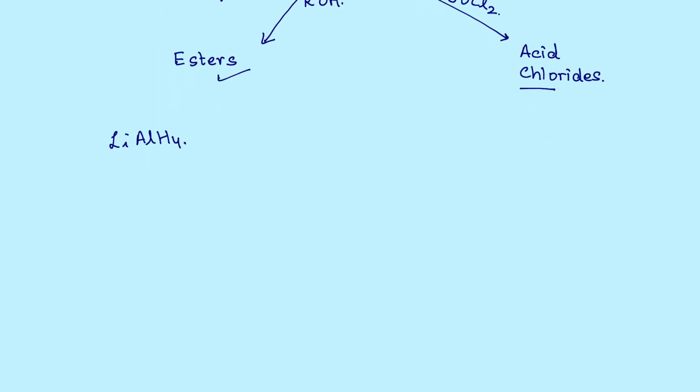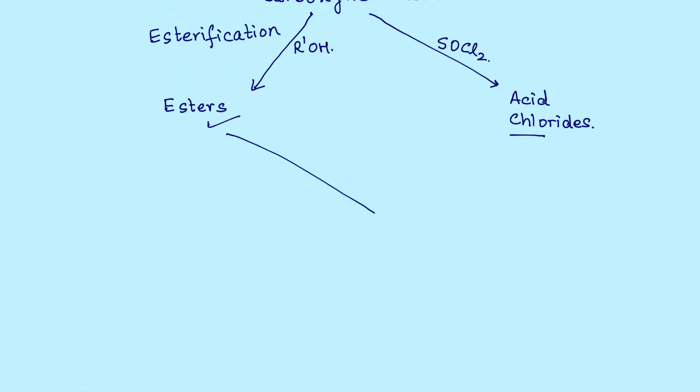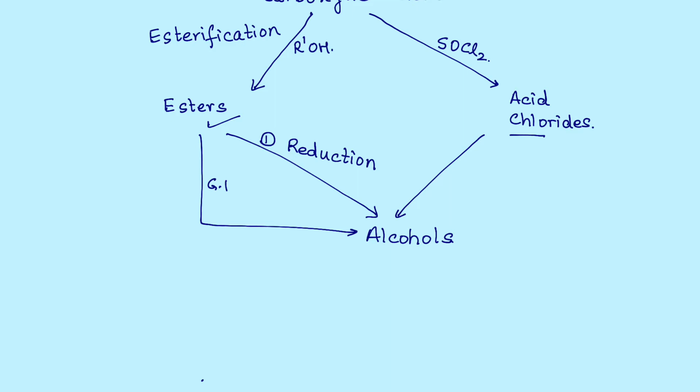So let us now go on to the next step, where we are going to convert esters or acid chlorides to our final product, that is alcohols. Esters to alcohols can be done in two different ways. One is, as I mentioned earlier, by reduction. The other method that I can use is by using what we call Grignard's reagent. Yes, my favorite reagent, because you can prepare so many compounds by this method.